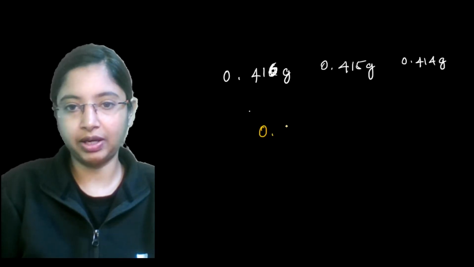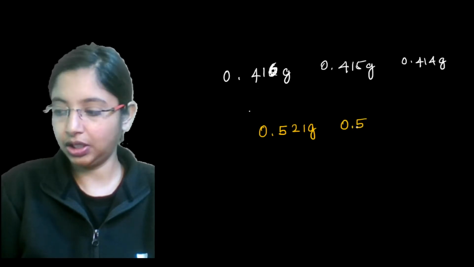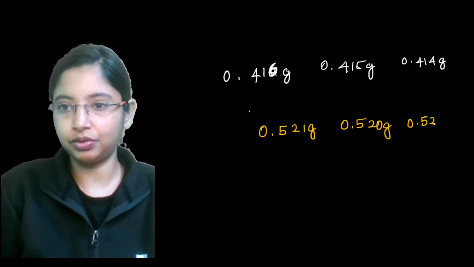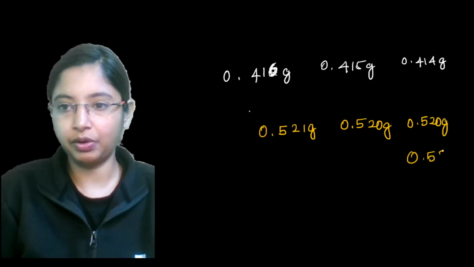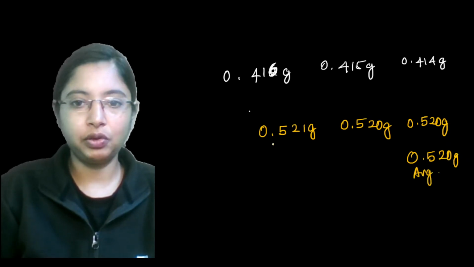Let's say this time you're having 0.216, right? And let's say again you're measuring, again you're getting 0.20 grams, okay? And 0.520 grams, okay? Now if you take the average of all of them, you will get 0.520 grams, right? This will be the average, right? Now if you look at this, the least count is also more.